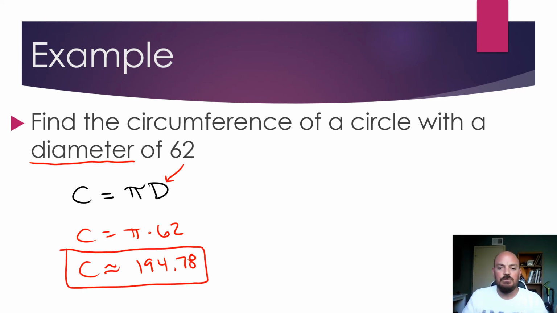So again, make sure you're using the right one. This is a simple formula. Pi times the diameter or 2 pi times the radius. Very, very simple. Just make sure you use the right one. If you multiply by 2 for a diameter, the answer is going to be off. If you don't multiply by 2 for a radius, the answer will be off.